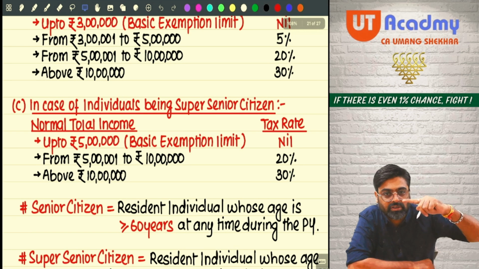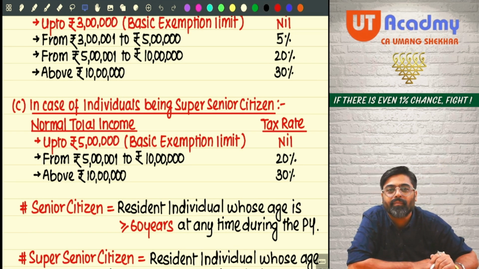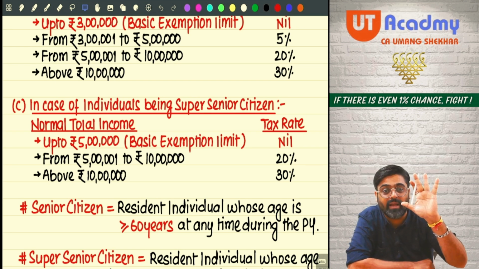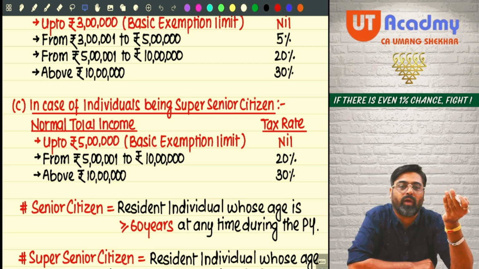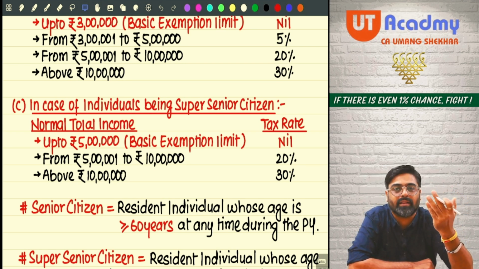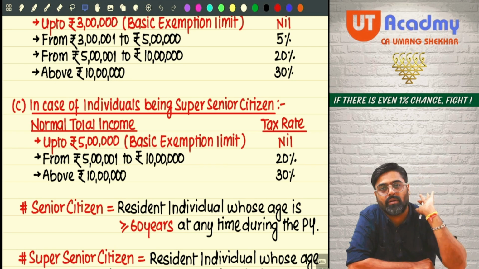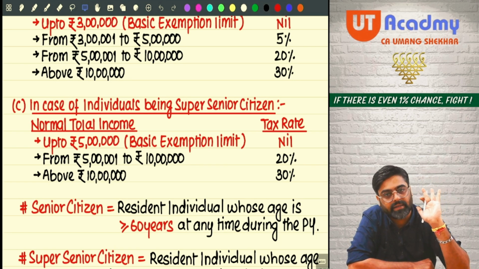For them, the first two slabs are gone. Because for them, the basic exemption limit is 5 lakhs. How much? 5 lakhs. So, will they pay any tax on their total income up to 5 lakhs? No. If the total income exceeds 5 lakhs, then from 5 to 10 lakh, they will pay 20%, and above 10 lakhs, they will pay 30%. But till 5 lakhs, they are not supposed to pay any tax.